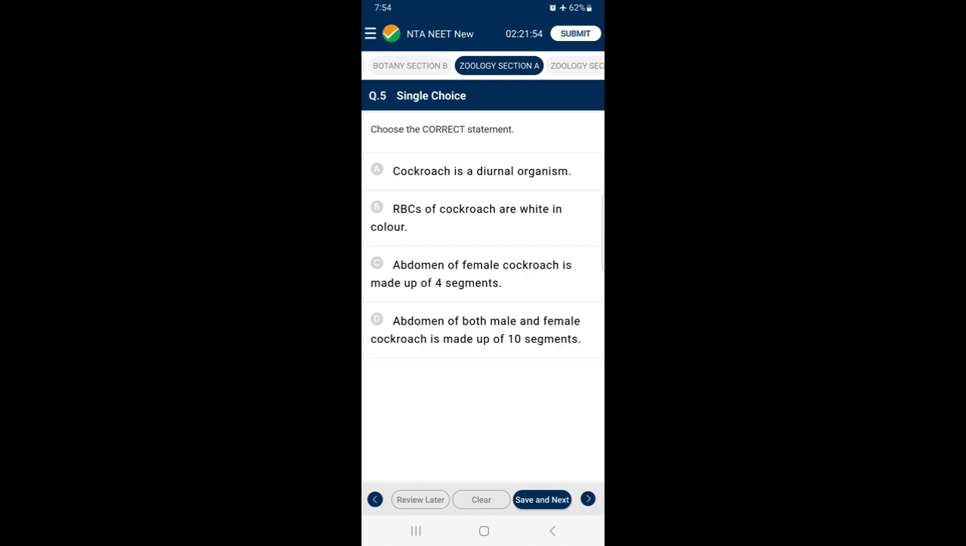Question number 5. Choose the correct statements from the following statements. Cockroach belongs to phylum Arthropoda. The body is divided into head, thorax and abdomen. Head is made up of 6 segments and it is freely movable in all directions. Thorax is made up of 3 parts: prothorax, mesothorax and metathorax. The abdomen is made up of 10 segments in both male and female. So the answer is option D. Abdomen of both male and female cockroach is made up of 10 segments. That is the correct statement.